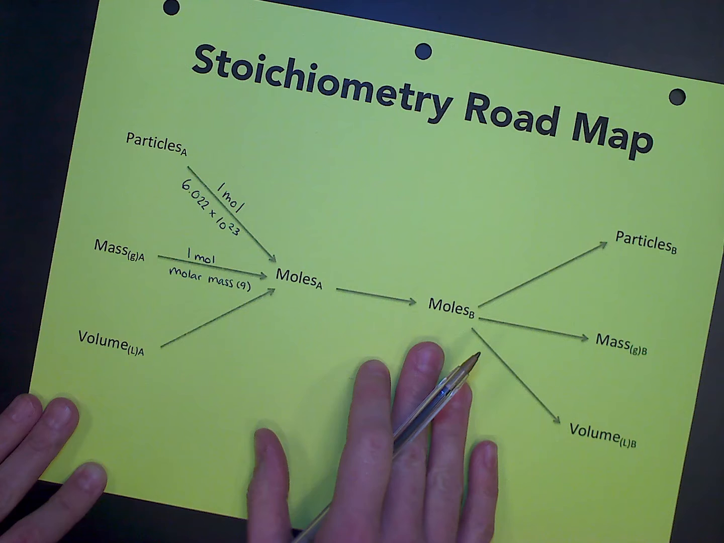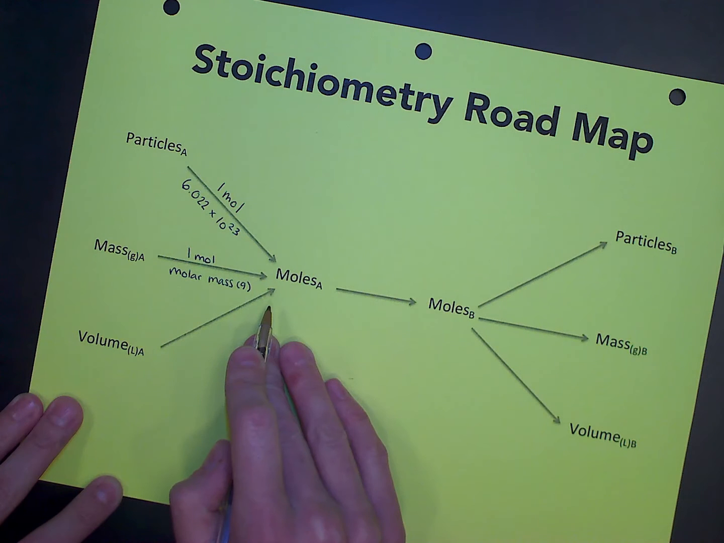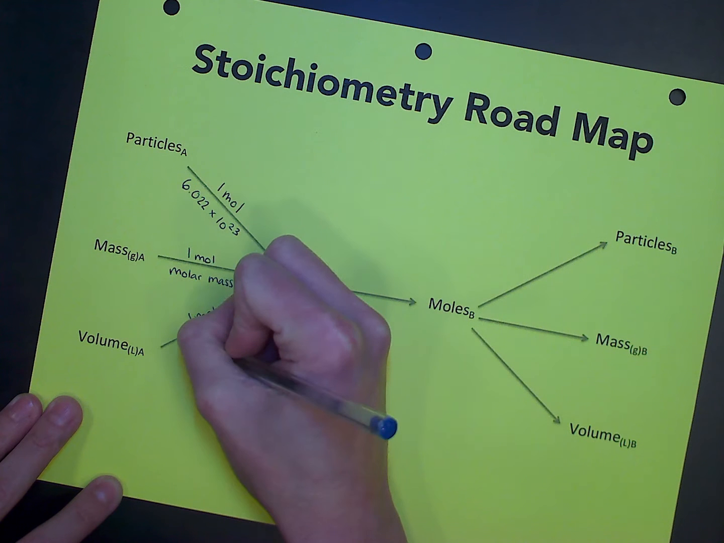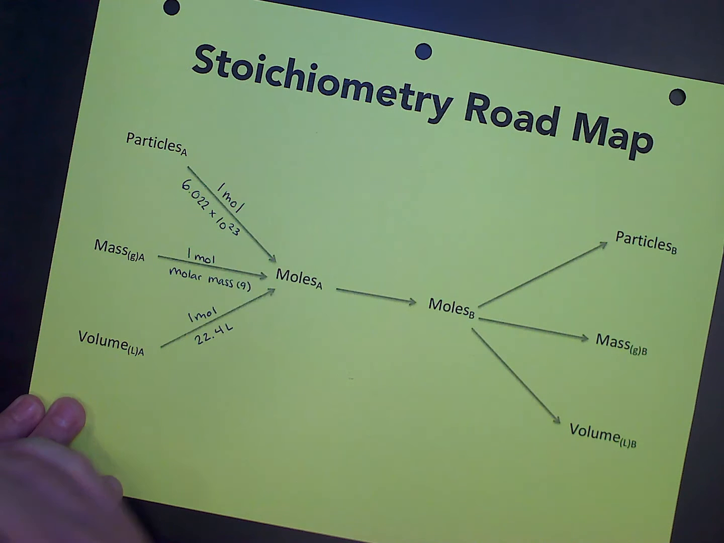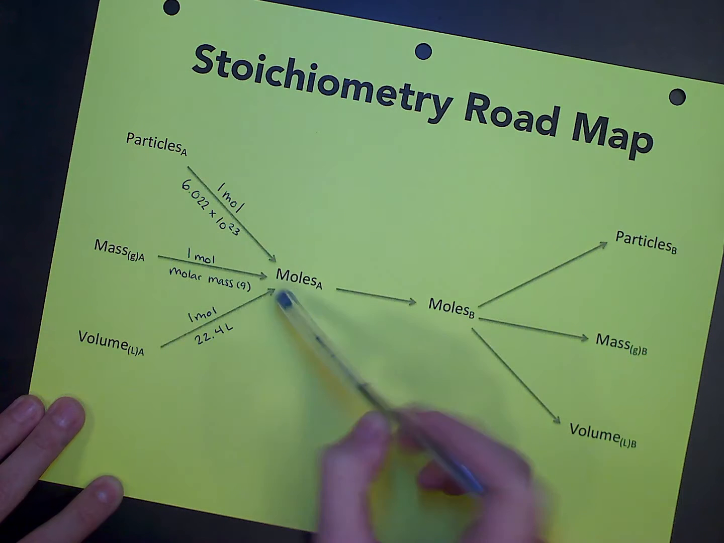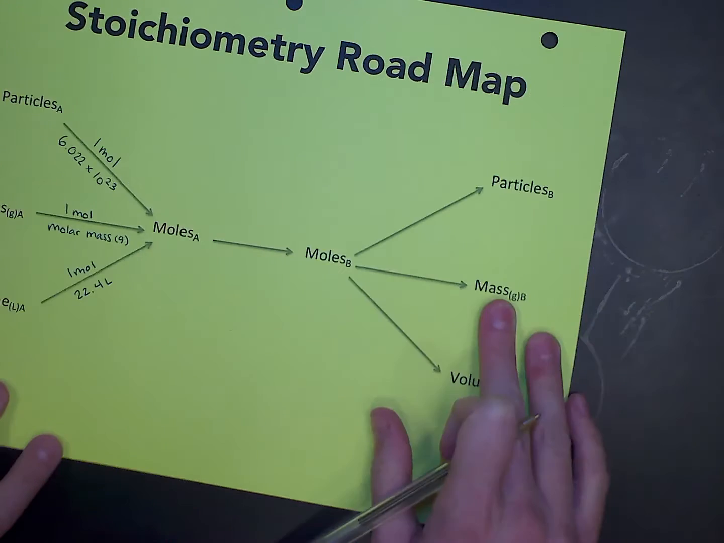And lastly, volume. Do you remember the conversion to go from volume, which is liters, into moles? It was 1 mole divided by 22.4 liters. Okay, so these are all the conversions that we use to go from particles to moles, mass to moles, volume to moles. I'm going to skip this part for a second and go over here.